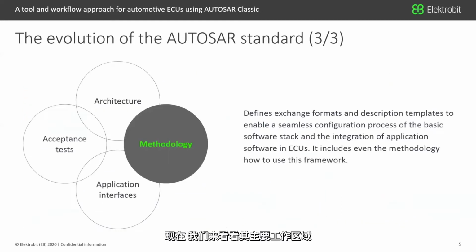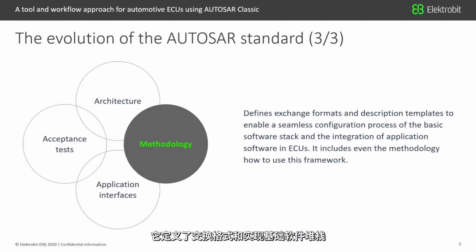And now let's also have a look at the main working areas. There are basically 4 areas. The architecture, which is the fundament of the AUTOSAR standard, but the methodology has also always been a key or major key for the overall AUTOSAR concept. And my presentation is focusing on this part, the methodology. So let's have a closer look at the definition of the methodology.